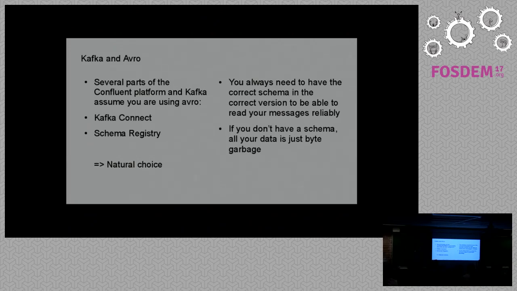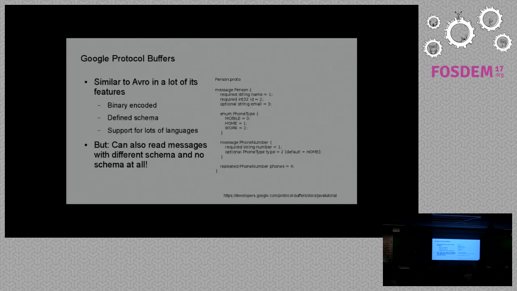But one downside is that you always need to have the correct schema the message was written in to be able to read that message reliably. And if you don't have the schema available to you for some reason, then all your data is just byte garbage. You can't really do anything with it. And this is where Google Protocol Buffers come in.